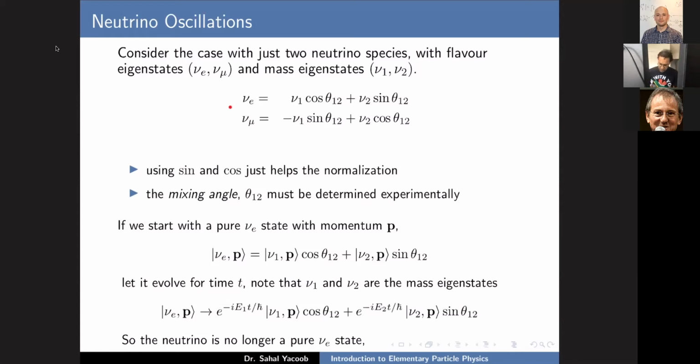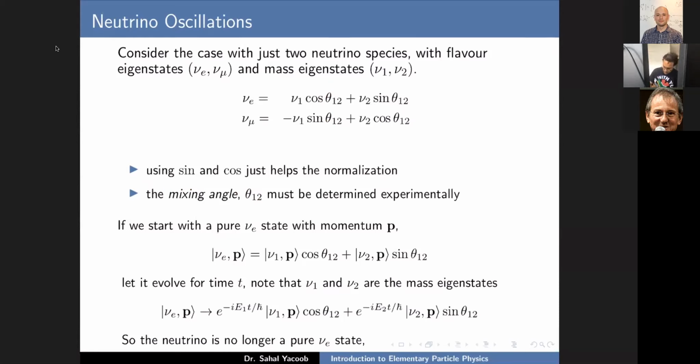Then we can write down the electron neutrino as some portion nu1 and some portion nu2, the muon neutrino as some other portion nu1 and some other portion nu2. Don't be scared off by the trigonometric functions. The reason we use those is to maintain unitarity. So sines and cosines have the useful feature that when you square them and add them together, you get 1, and that the cross terms are 0. And that helps us just ensure that at no point are we producing more particles than we started with. So they're just there to help with the normalization. The mixing angle is a free parameter in our little neutrino oscillation model.